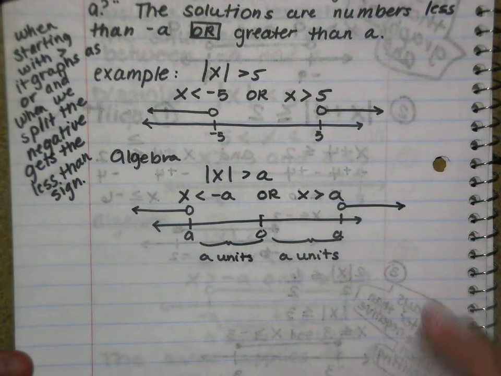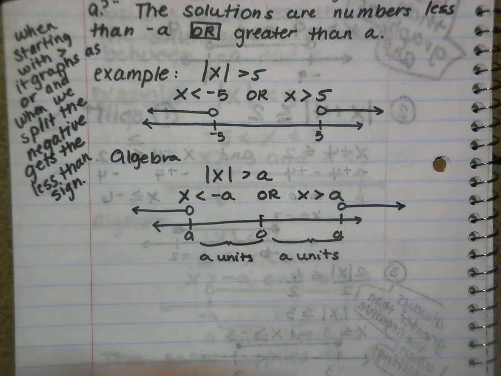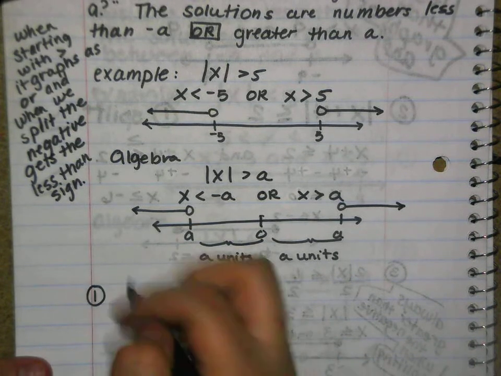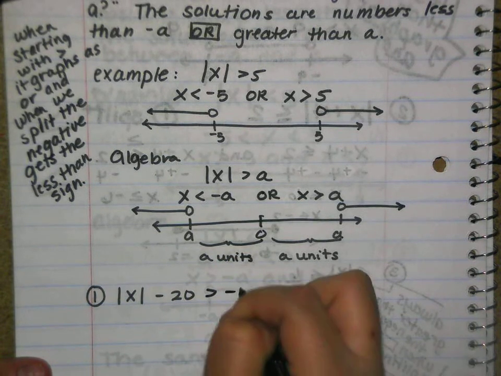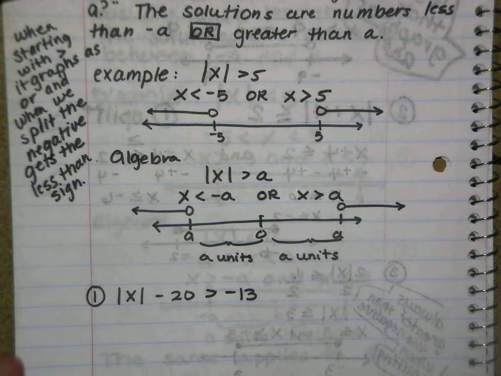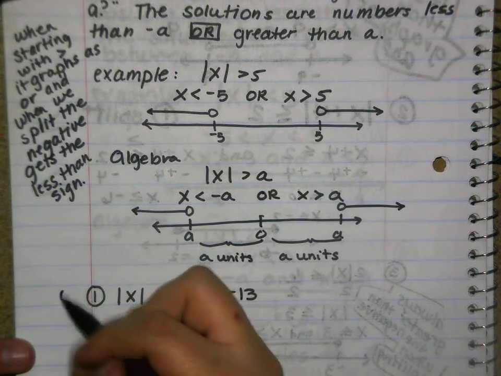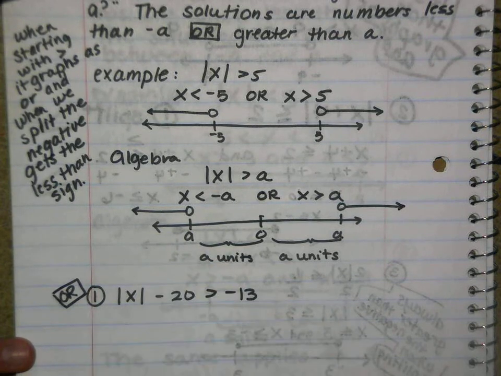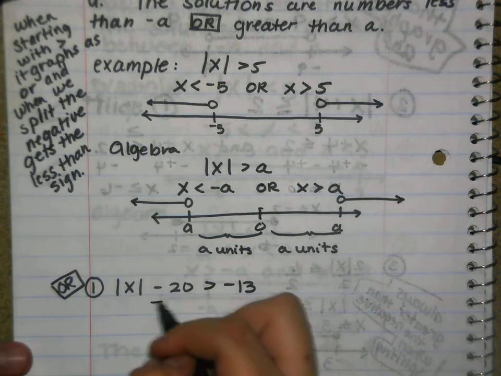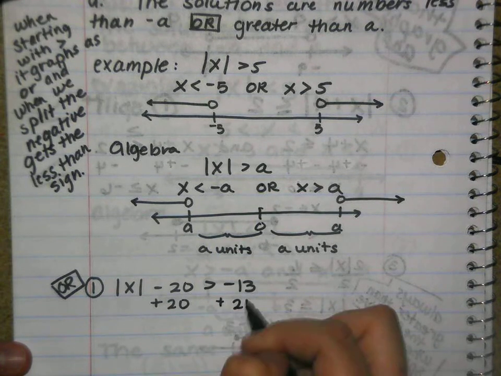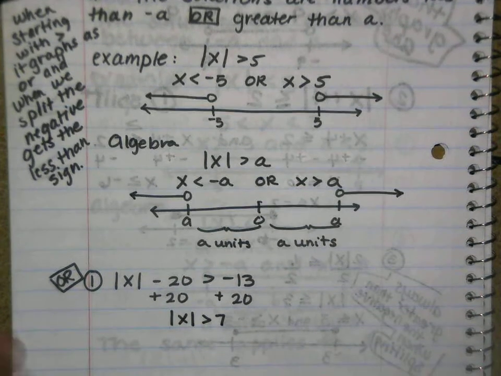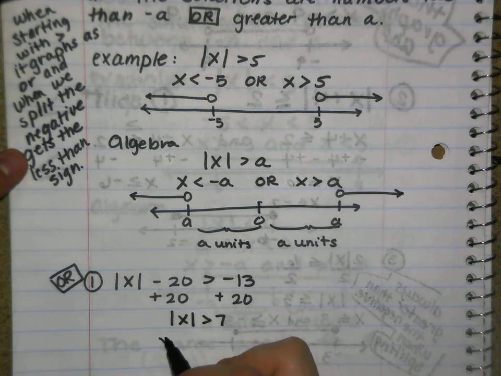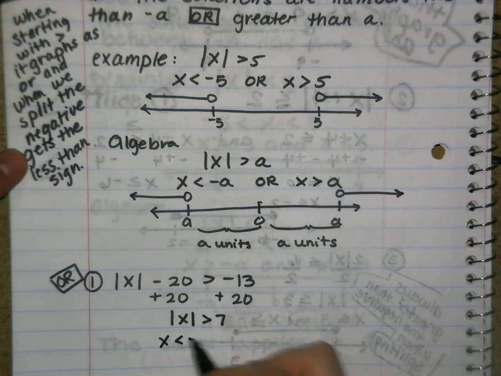Okay, so our first example would be, let's just have the absolute value of x minus 20 is greater than negative 13. Well, we know that that's greater than, so let's just make sure we remember that this is an or situation. That'll help me remember to graph that, okay? We have to isolate that first, so let's add 20 to both sides. And we're going to have the absolute value of x is greater than 7. Okay, and then when we split, remember what we talked about up here, the less than is going to get the negative. So x is less than negative 7, okay, because we have an or situation, and x is greater than positive 7.